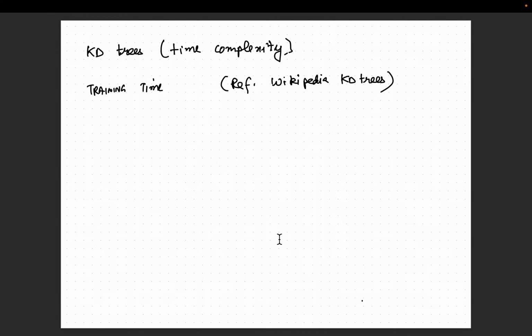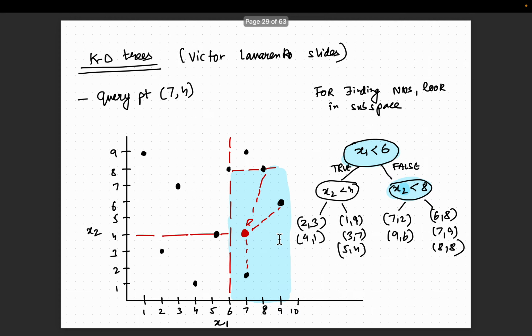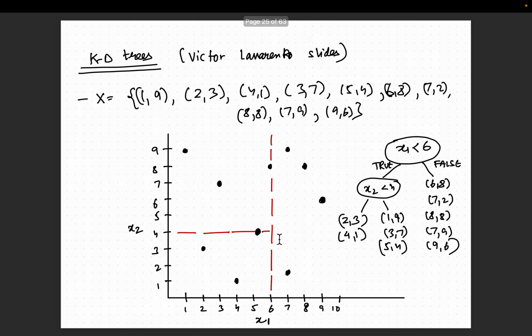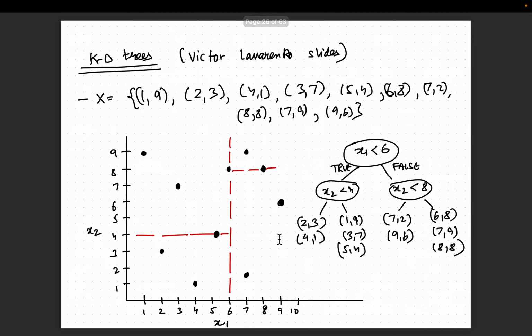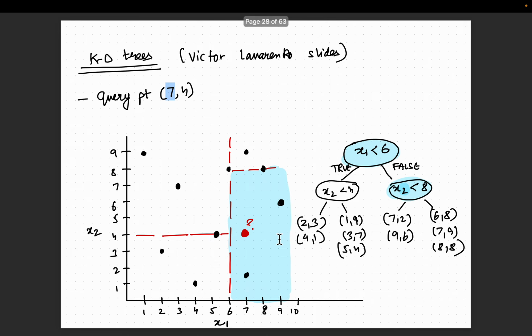You have to remember the procedure. We figure out the median along one dimension and then we split. Then we find out the median along the other dimension. Let's assume we're doing it in round robin fashion. And we do that till a certain extent. How much time would it take to create this tree structure? At this point, it's no longer a machine learning question. It's more like a data structure algorithm question.